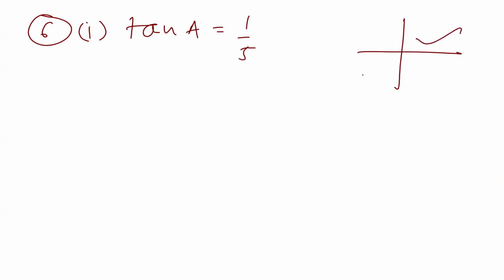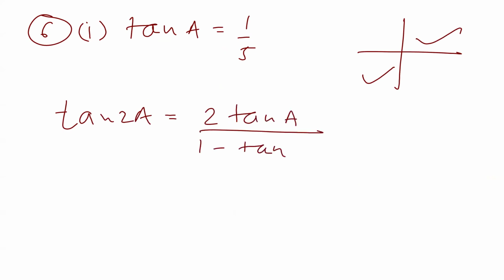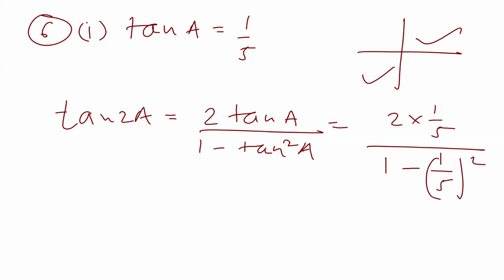Sub question 1. Tan A is equal to 1 by 5. Now tan value is positive, so the answers will be in first quadrant and third quadrant. Fine. So they are asking tan 2A. Tan 2A is equal to 2 tan A upon 1 minus tan square A. Half angle formula, half angle or double angle, whatever you call. So this will be 2 into 1 by 5 upon 1 minus 1 by 5 the whole square.